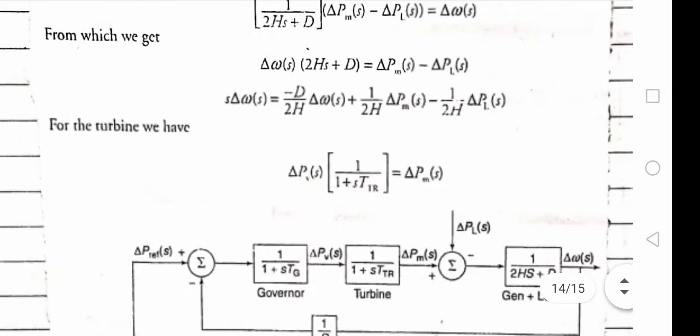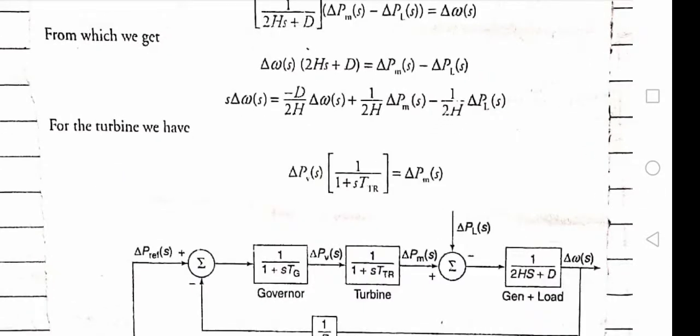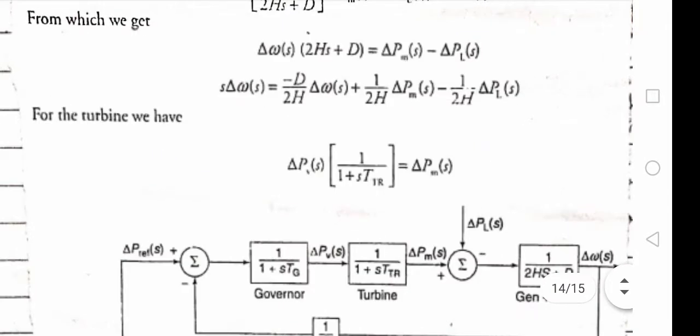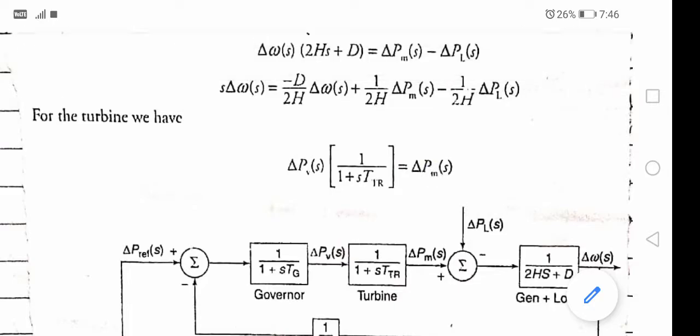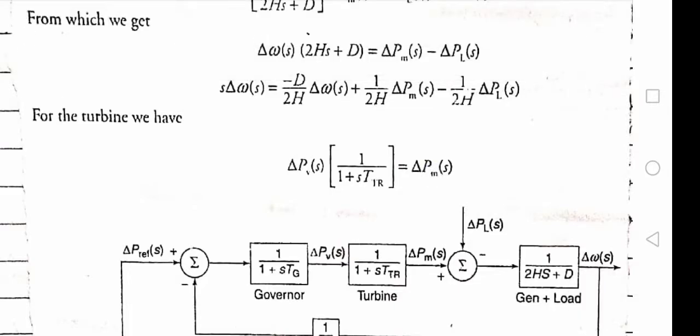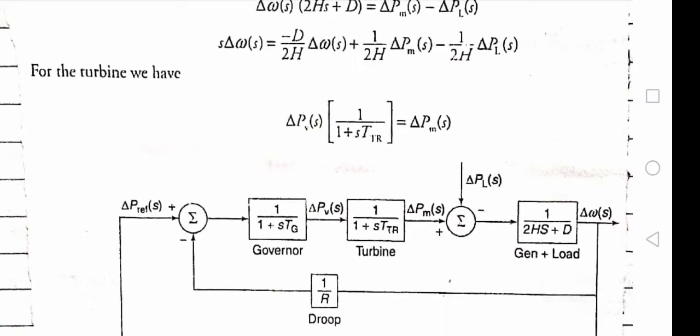Next we need to take the equation for the turbine. What is the input here? The input is delta PV of S, so take it as delta PV of S in brackets. The equation for the turbine is 1 divided by 1 plus S TTR. That will be equal to the output, which is delta PM of S. So take the output as delta PM of S. So this will be the equation for the turbine.